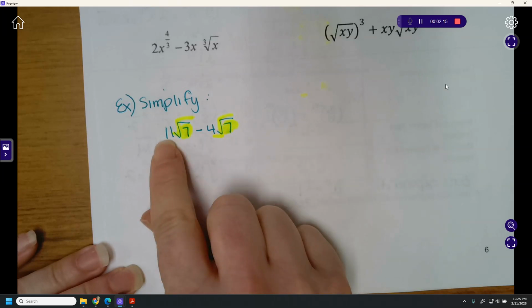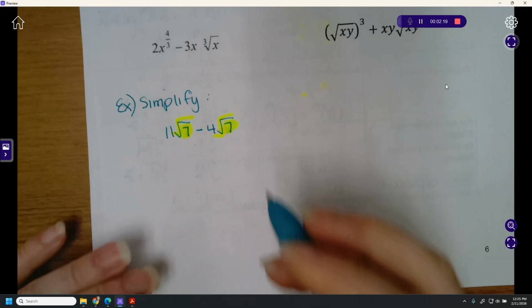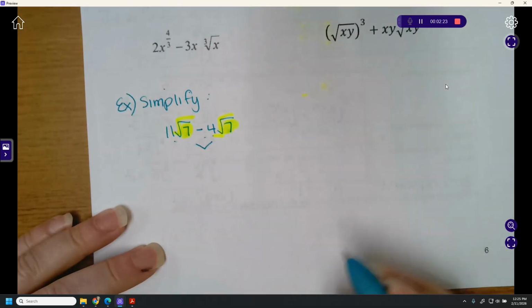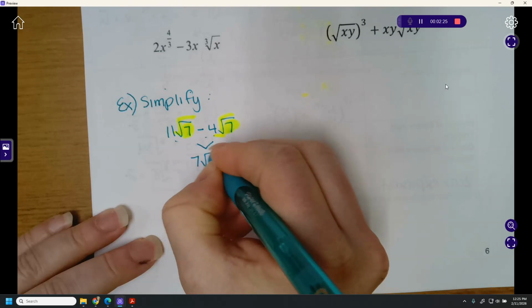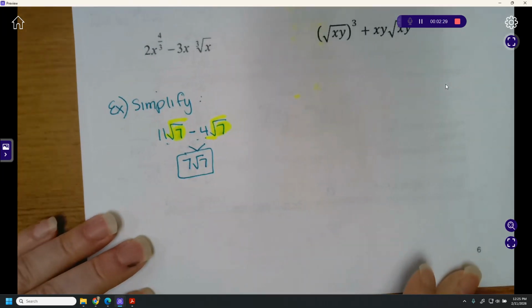I have 11 root 7 and take away 4 root 7. Putting that together, this simplifies to be 11 minus 4, which is 7 root 7. Okay, let's try another one.